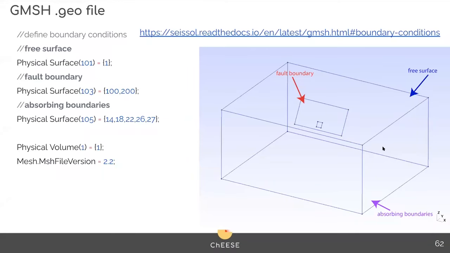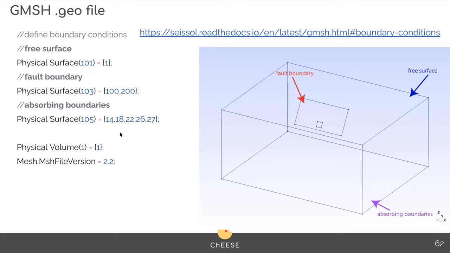When you have the surfaces ready, the next step is to define the boundary conditions that will be used in SeisSol. SeisSol identifies 3 types of boundary conditions: the free surface, the fault boundary, which will have the dynamic rupture, and the absorbing boundaries. The 101, 103, and 105 are fixed for SeisSol. This is the basic structure for the geo file.